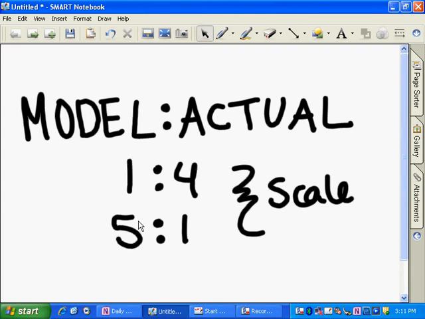But it goes the other way around. If you see a scale of 5 to 1, that means on the model, if it's 5 units, the actual item is 1 unit. So you're going from a 1 unit to a 5 unit, you've enlarged the item.